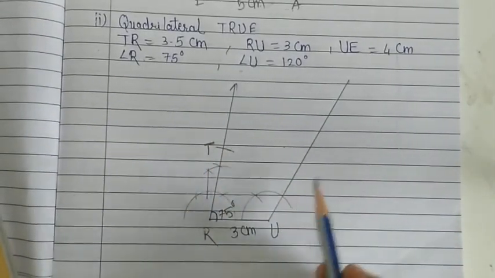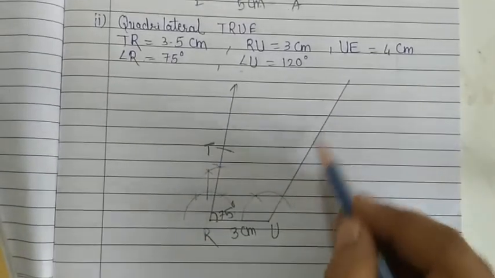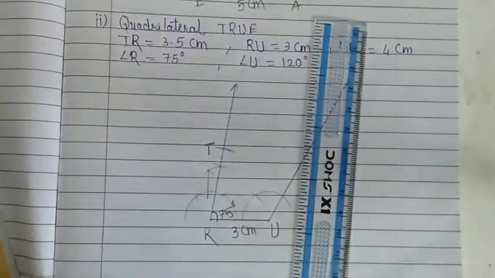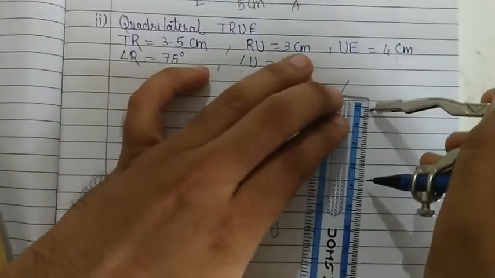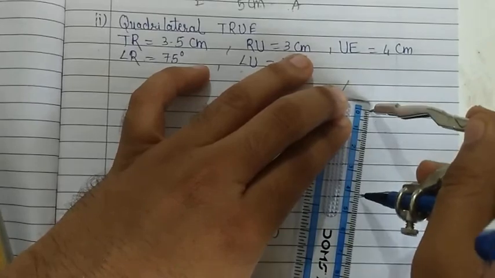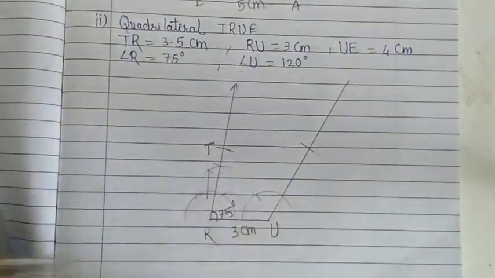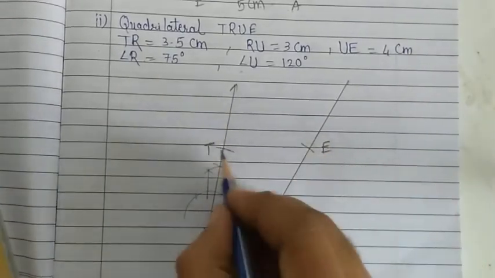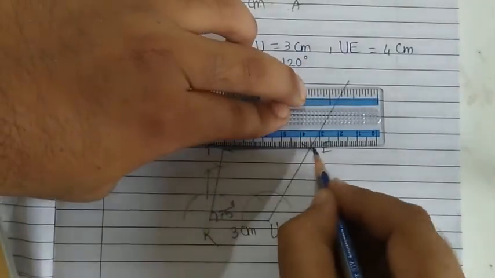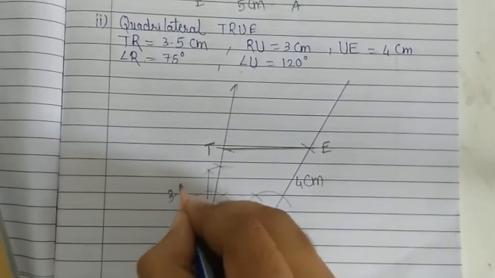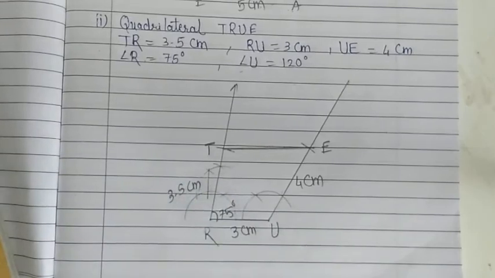Now UE, TRUE, so E is coming over here. So UE is equal to 4 centimeters. So again take your scale, measure 4 centimeter. So it is our 4 centimeter. It is our point E. Now connect P and E. So our quadrilateral is ready. Okay, so here our quadrilateral is ready. So our exercise 4.4 is finished over here.